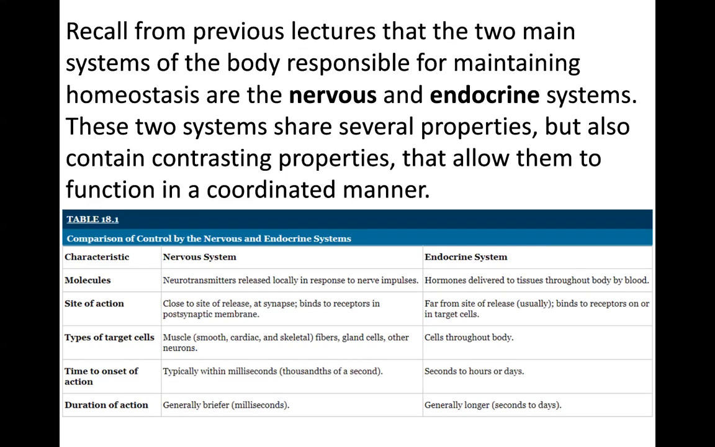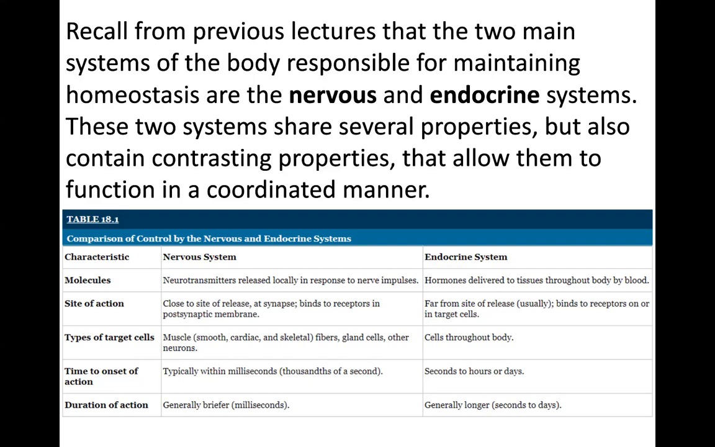But they do work together to function in a coordinated manner. So since we've spent so much time talking about the nervous system, I wanted to see here, and this table is really nice at demonstrating similarities and differences between the two systems. First of all, the nervous system, strictly as far as chemicals go, it's neurotransmitters like acetylcholine, norepinephrine, released in response to nerve impulses.